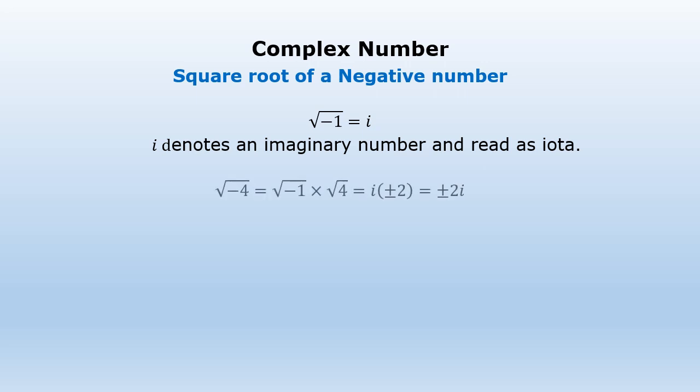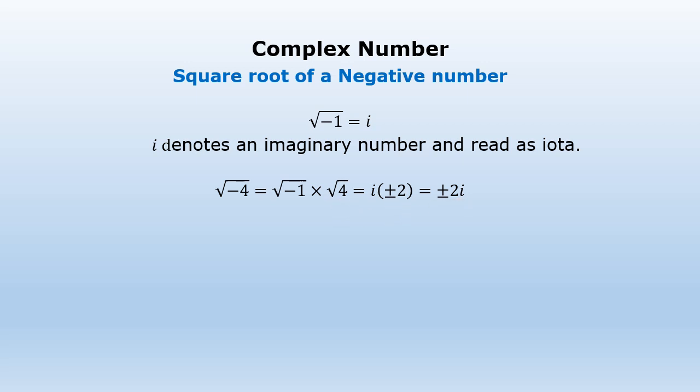Then we have the square root of -4. Now this square root of -4 can be written as the square root of -1 into the square root of 4. The value of the square root of -1 is equal to iota. So in the place of the square root of -1 we put iota, and the square root of 4 is equal to plus minus 2. So this becomes plus minus 2 iota.